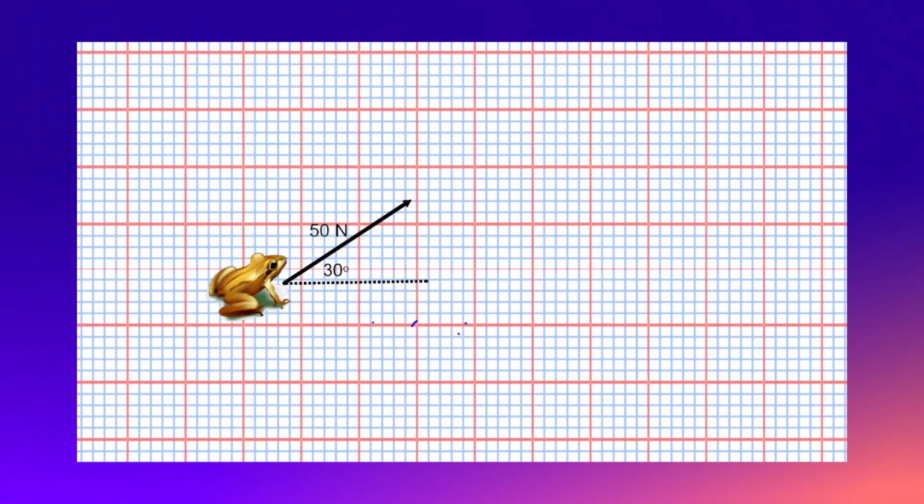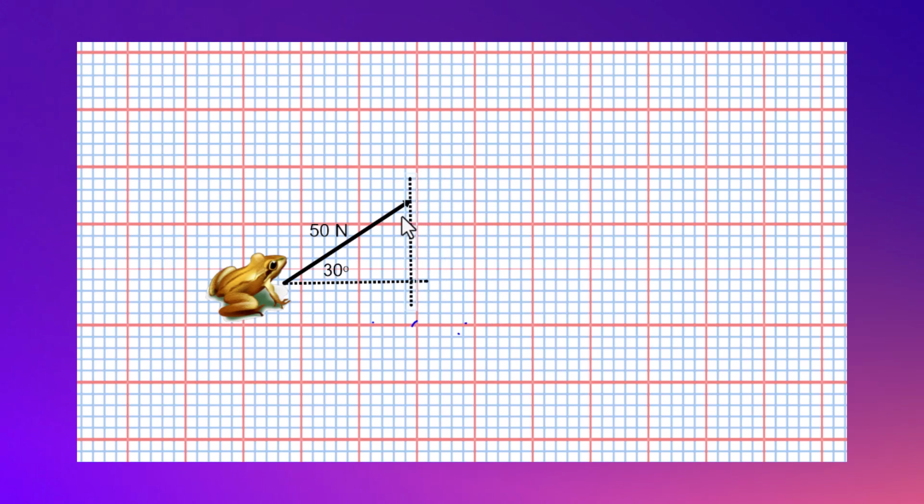Now here's a case where we have a force vector, which is a frog pushing off from its legs with a force of 50 newtons at an angle of 30 degrees to horizontal. And our job in physics would be to make sure we have the horizontal and the vertical components of that force. Well, we know what to do now. We just complete the little triangle.